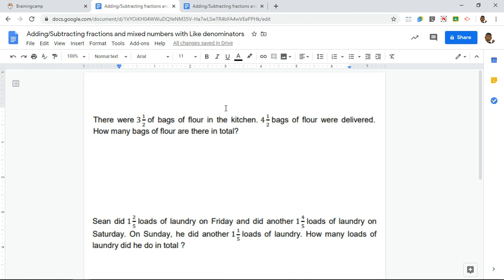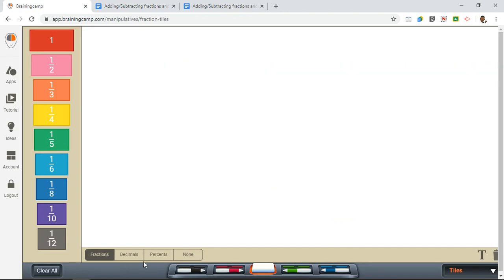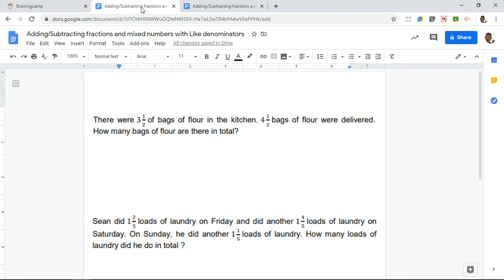So here, of course, with any word problem, you should take information out instead of just reading the word problem straight through. So we see that there is 3.5 bags of flour in the kitchen. So if I were to go here, I want to, of course, clear this out. And I'm going to write that 3.5 bags. I'm just going to put bags for short. So 3.5 bags of flour, that's what they already had. And of course, going back to the question, 4.5 bags of flour were delivered.